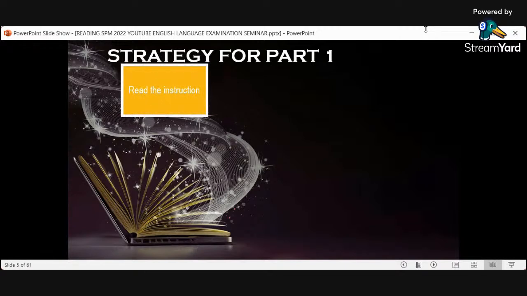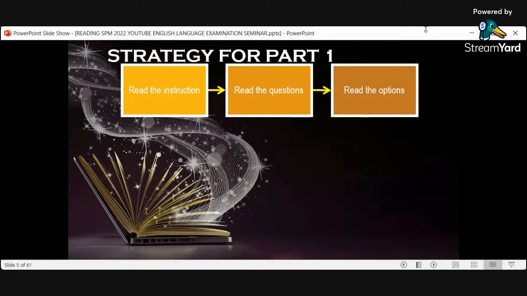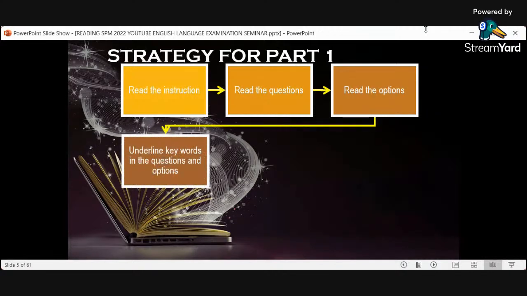So the first thing I always remind all of you, read the instruction. Instructions can change. Read and understand the instruction and then read the question. What the question asks you, what you need to find out. Read the questions and then only read the options, because it's a multiple choice question. So you've got multiple choice answers. Underline the keywords in the questions and options. If you don't like underlining, you want to highlight, you want to circle, anything is okay, as long as you are able to focus on what you need to look for in the text.